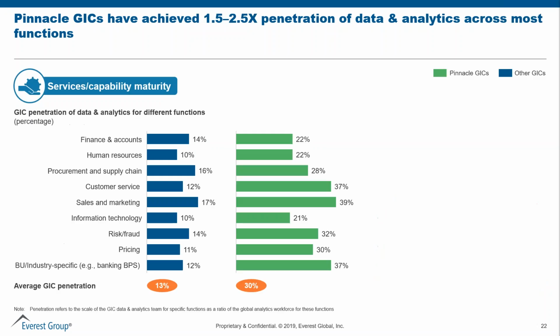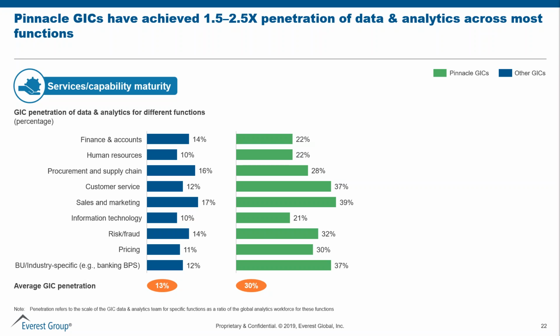Let's look at the second dimension, which is about how critical the depth of services is. So we looked at the service capability maturity. What you see on this page is an assessment of the average penetration achieved by GICs in these areas. For example, in finance and accounting, among the 50 GICs, the blue bars represent other GICs and the green bars represent Pinnacle GICs. On average, other GICs have about 14% of their finance and accounting data analytics based out of the GICs. However, Pinnacle GICs have done much better, about 22%. This gets more interesting. The trend continues between all the blue bars and green bars, where Pinnacle GICs have done much better.